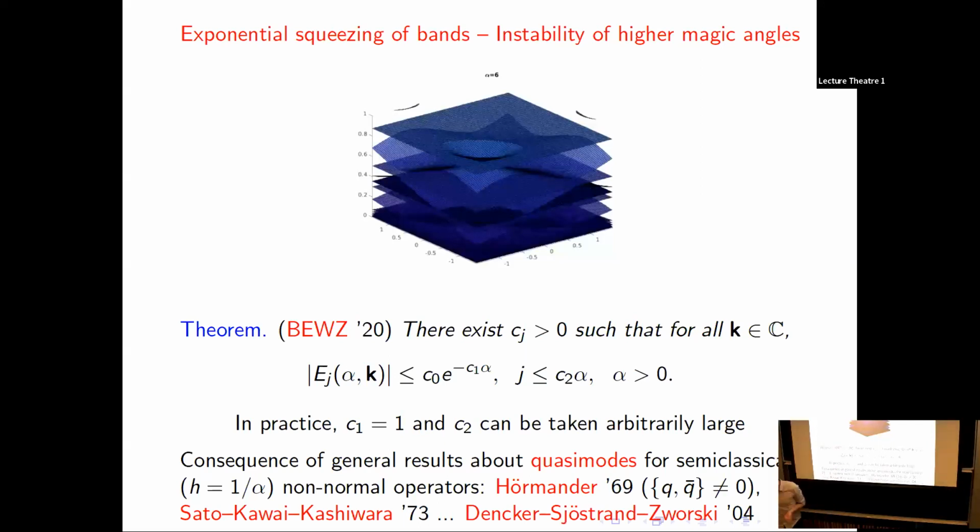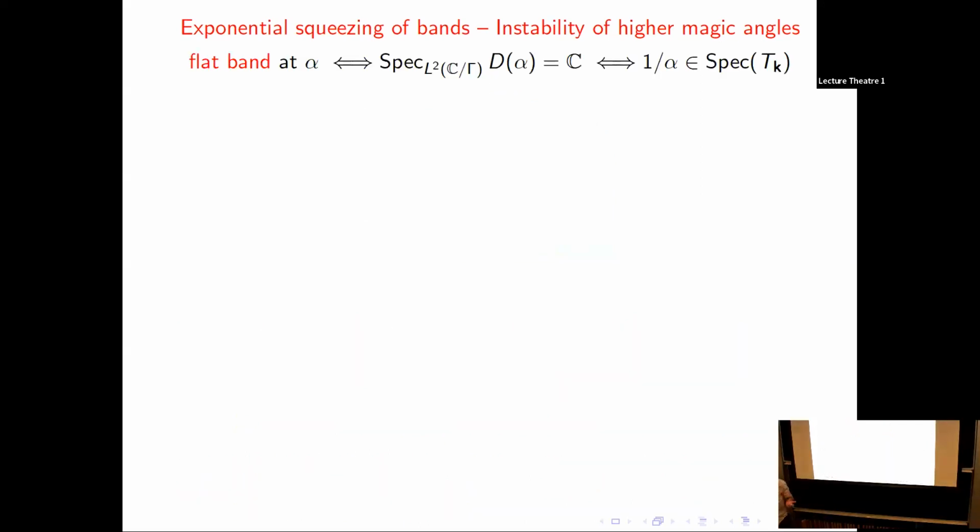A different way of formulating this is that, since we had this characterization, the Hamiltonian has a flat band at a twisting angle alpha, alpha being 1 over the twisting angle theta, which is equivalent to the spectrum being the entire complex plane, which is equivalent to 1 over alpha being an eigenvalue of T_k. And so I can ask myself, what happens with the spectral stability of this operator T_k? That was a compact operator. I took the inverse of the Cauchy-Riemann operator minus k, and then I multiplied it with these tunneling potentials.